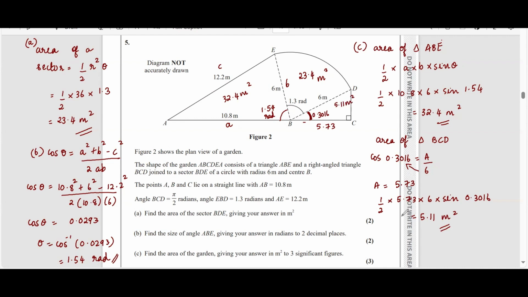Therefore, the total area will be the sum: 32.4 plus 23.4 plus 5.11 will give us 60.91. Rounding to three significant figures, the final answer is 60.9 meters squared.